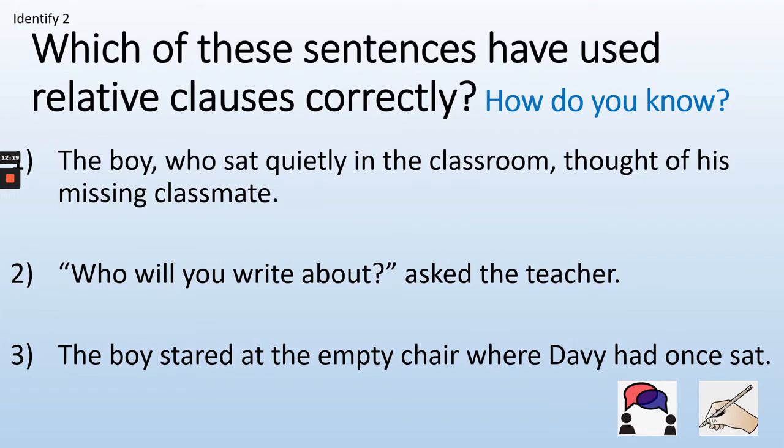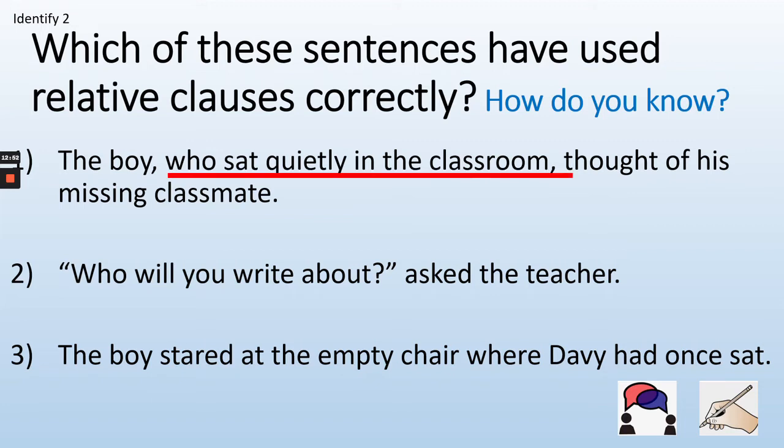So let's have a look at which of these sentences has used relative clauses correctly. Number 1, the boy who sat quietly in the classroom thought of his missing classmate. Number 2, who will you write about? Asked the teacher. Number 3, the boy stared at the empty chair where Davy had once sat. Pause your video and have a go and see if you can find which of these is incorrect.